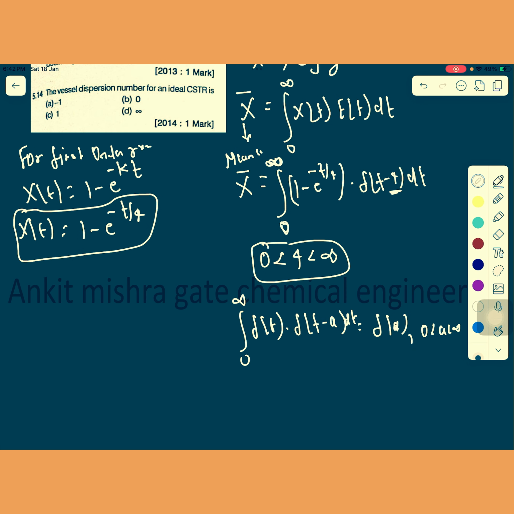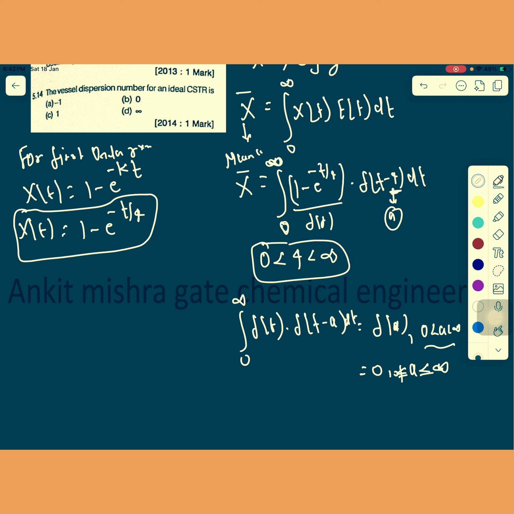Is that clear? And if this a does not lie between 0 to infinity, then the value will be equal to 0, when a is not lying in this particular range, right? Okay, so this is the function f(t) and this is the value of a.